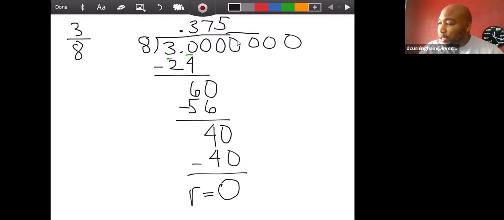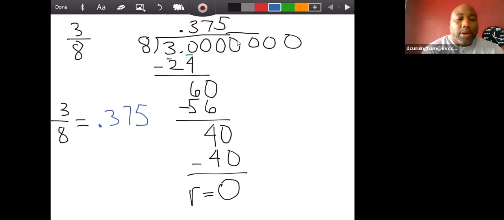And so our answer in this case will be, and I'm going to write this down again, 3/8 is equal to 0.375, or properly we'll say 375 thousandths. And then I'll circle that.